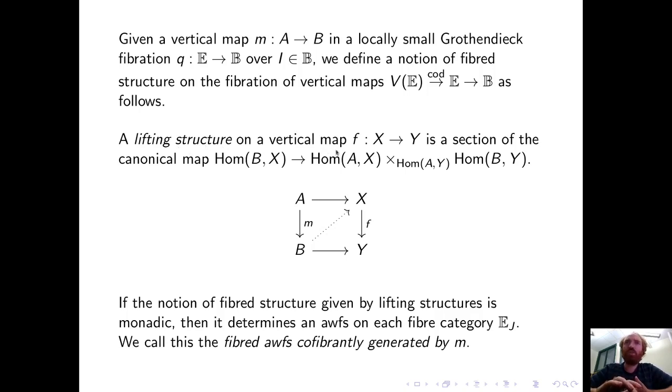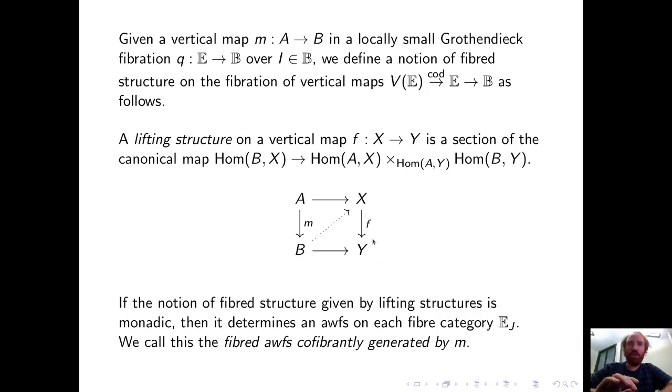So a lifting structure on a vertical map f from X to Y is a section of the canonical map here, where these Hom objects are defined using the definition of Hom object for a Grothendieck fibration. They're uniquely determined up to isomorphism by the Grothendieck fibration, and they exist by this local smallness condition. But the picture is just that for every commutative square that looks like this, we are assigning a diagonal filler, which is like the diagonal map here.